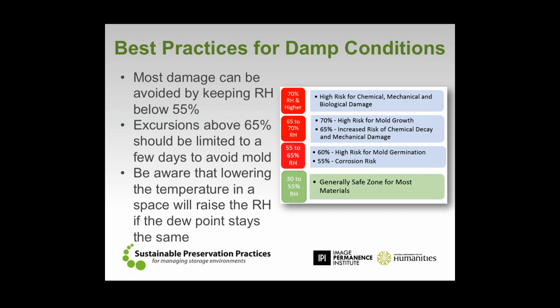You may slow down the rate of chemical decay by dropping temperature, but if you, shall we say, inadvertently raise the relative humidity of that space by dropping temperature, then you're going to introduce a whole lot of other problems just by raising that RH beyond what would be the normally acceptable moderate ranges.